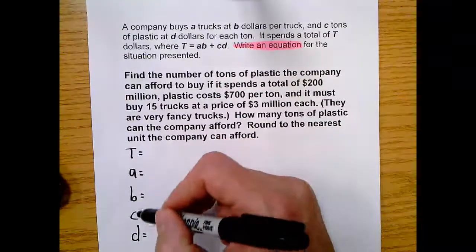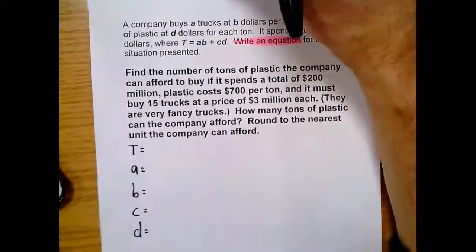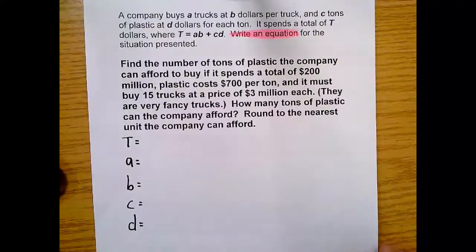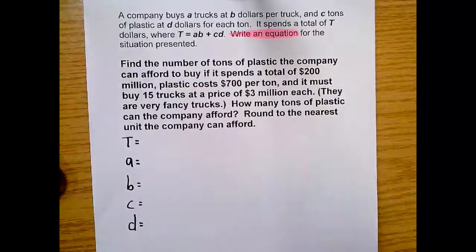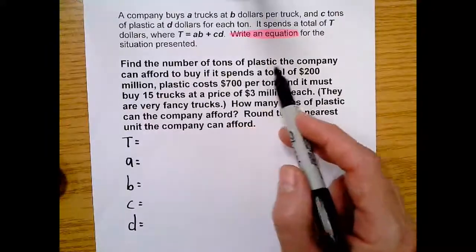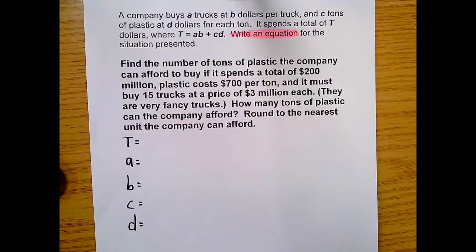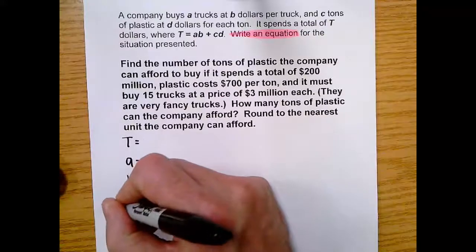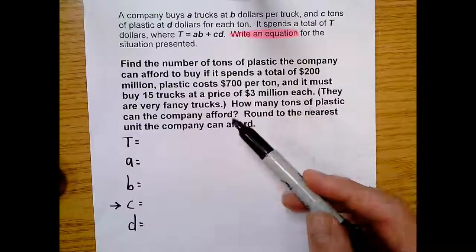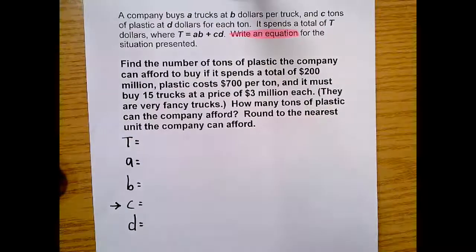So there's 1, 2, 3, 4, 5 pieces of information here. And when you see problems like this, in general, the question will give you 4 of these, and your job will be to find the 5th. So a good place to start here is just filling in these values as we read through this scenario and go from there. So first things first, it says, find the number of tons of plastic the company can afford to buy. Okay, well right there we know that what we're going to be trying to find is the number of tons of plastic, and that is C. So we know this is going to be what we're looking for. And so ideally, we should now be able to read this and find T, A, B, and D.